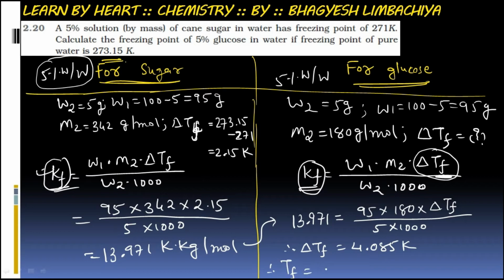So TF will be T0F, the freezing point of pure solvent, minus the depression in freezing point. So 273.15 minus 4.085, and by subtraction we will get 269.065 Kelvin. This is the final answer now.